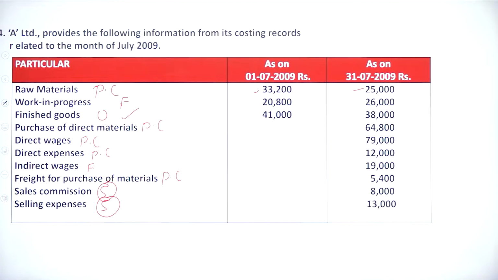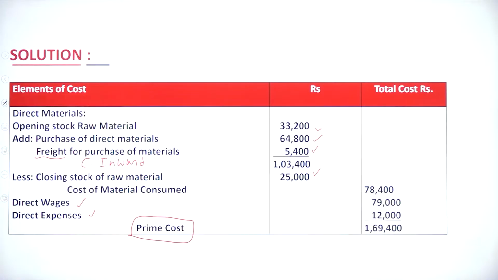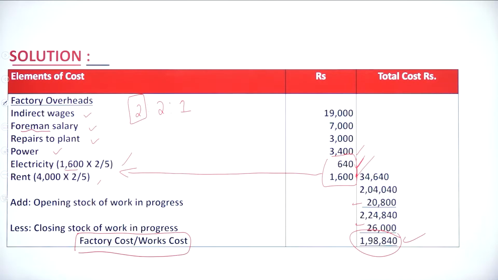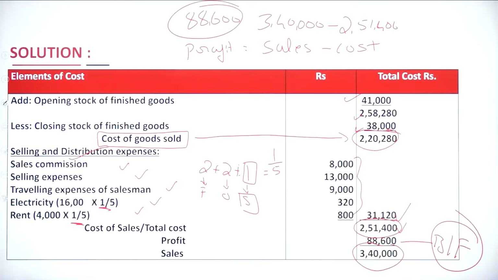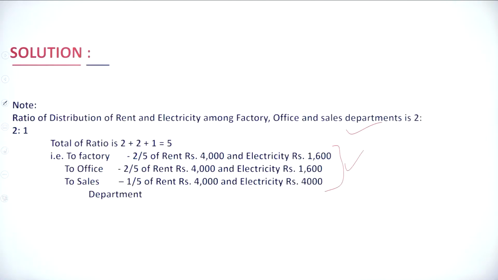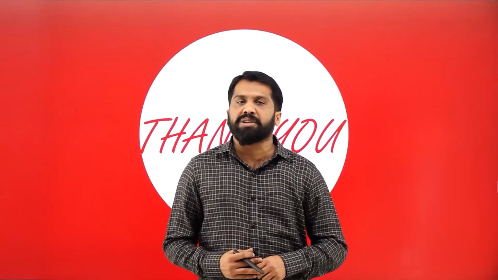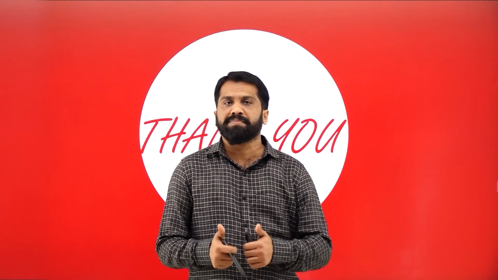So this is your problem number 4, continuation of your problem number 4. This is your solution part, first up to prime cost, your solution up to factory cost, solution up to cost of production, solution up to your final thing, that is sales. There is a working note for your rent as well as electricity calculation. In the next session, we'll work out 1 or 2 problems, that is cost per unit problems. Thank you.